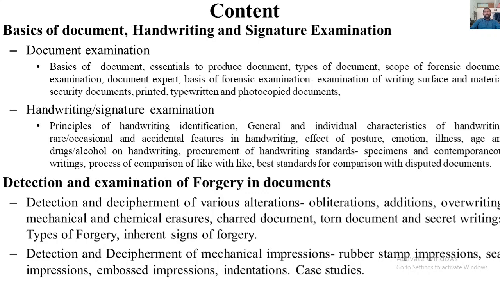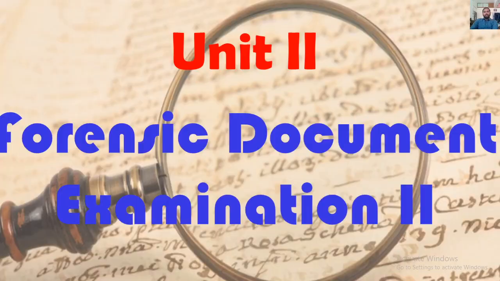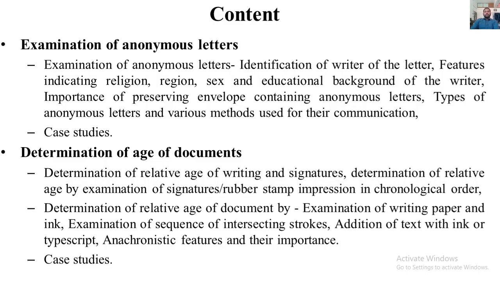So this was all about the content of unit number 1. Now we'll move towards unit number 2, and the name of unit number 2 is Forensic Document Examination 2. So under this unit we will be studying about the examination of anonymous letter. So we'll see what exactly anonymous letters are. Then also we'll talk about the identification of writer of the letter, features of anonymous letter which can indicate the religion, region, sex and educational background of the writer, then importance of preserving envelope containing anonymous letters, and different types of anonymous letters and various methods used for their communication and case studies.